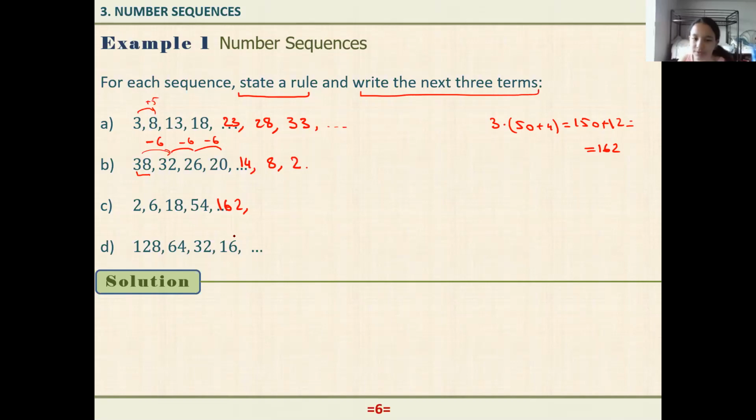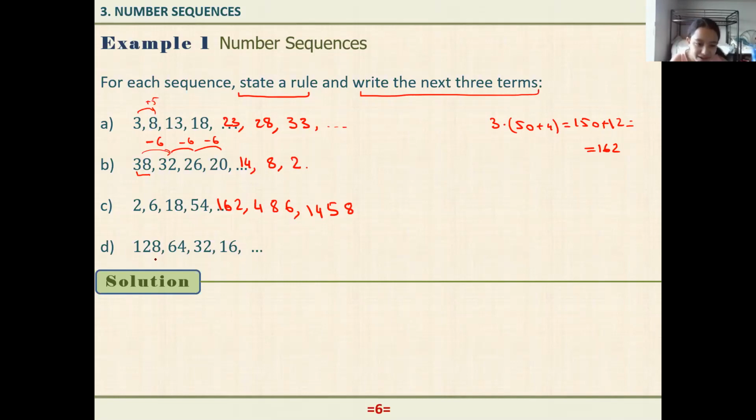3 times 2 is 6. 3 times 6 is 18, we carry 1. 3 times 1 is 3, with 1, it is 486. Right? And now we should multiply this by 3. 3 times 6 is 18, we have 1. 3 times 8 is 24, and with 1, 25. We have 2. 3 times 4 is 12, with 2, it is 14. So it is 1,458.